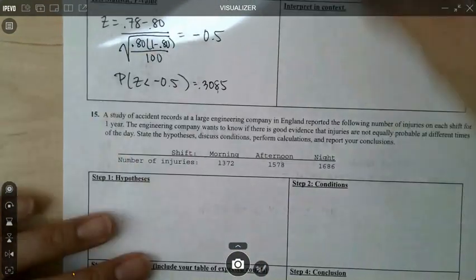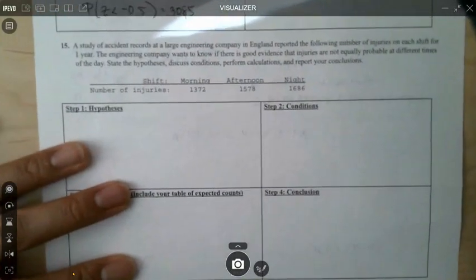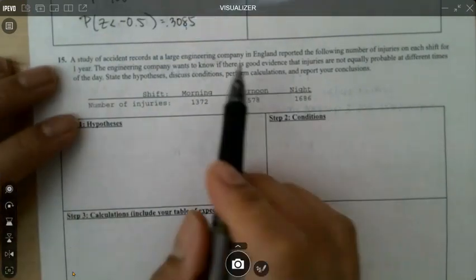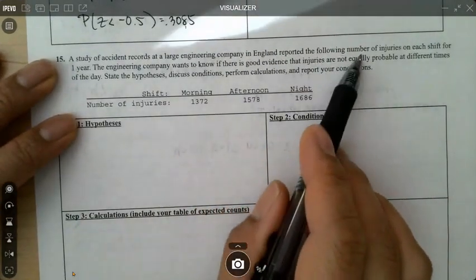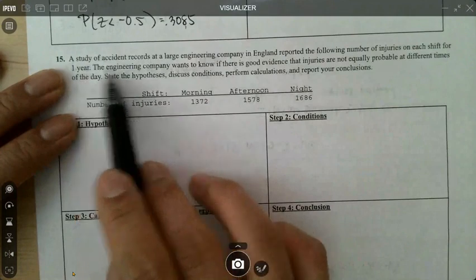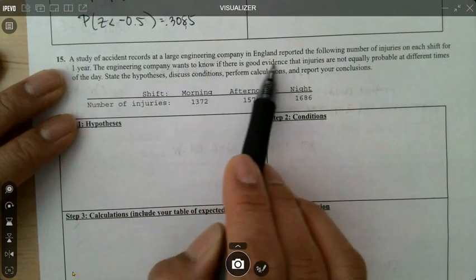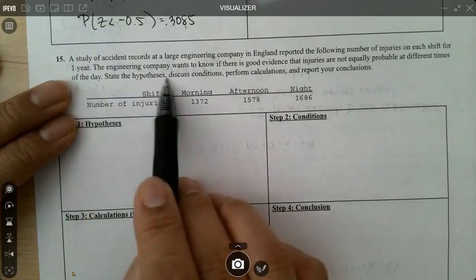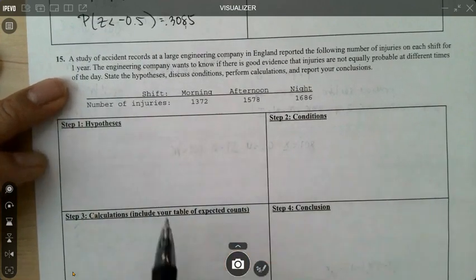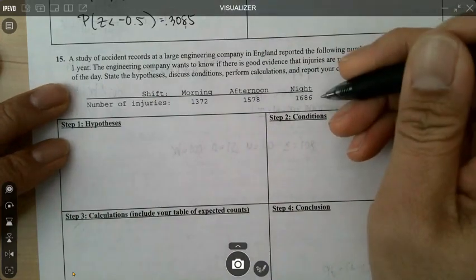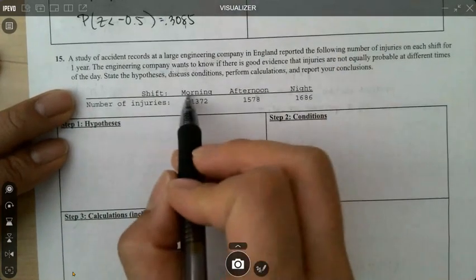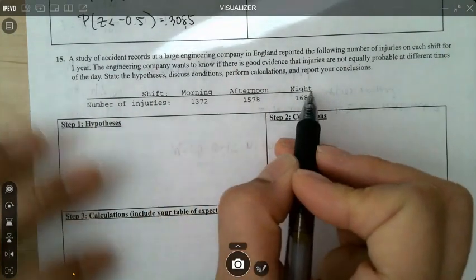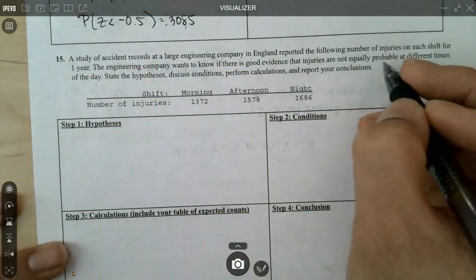All right, so now let's look at the very last problem here. Accident records at the large engineering company in England reported the following number of injuries on each shift for 1 year. They want to know if there's good evidence that the injuries are not equally probable at different times of the day. So we're going to do a hypothesis test. This is going to be the chi-square test of goodness of fit because we have one categorical variable, which is what shift it is, and we want to know if it's not equally probable.